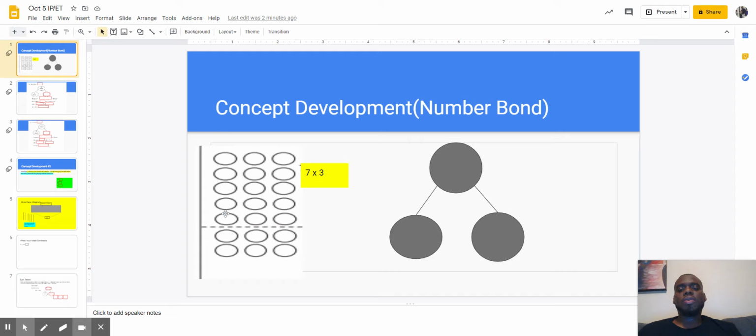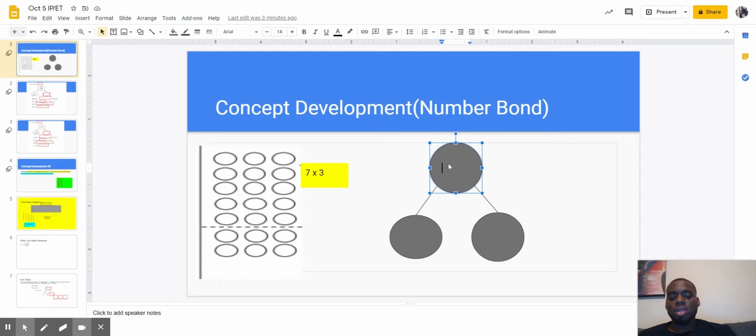1, 2, 3, 4, 5. 5 plus 1, 2. 5 plus 2 equals 7. 5, 6, 7. So 5 plus 2 equals 7. And that's what we're going to use. 5 and 2. But once we do 7 times 3, that means we have 7 threes. Can everybody say 7 threes? And we're going to write down 7 threes, because we know there's 7 threes.